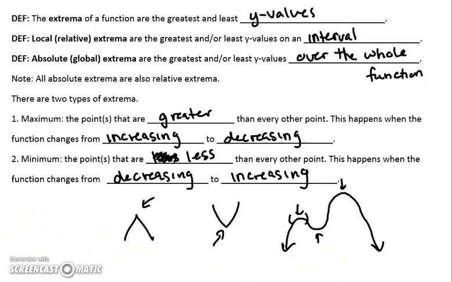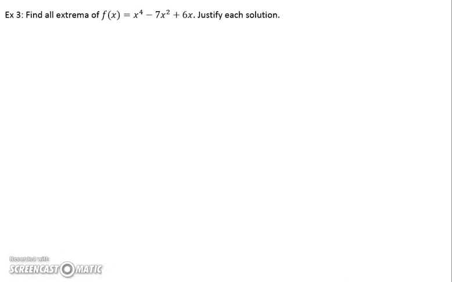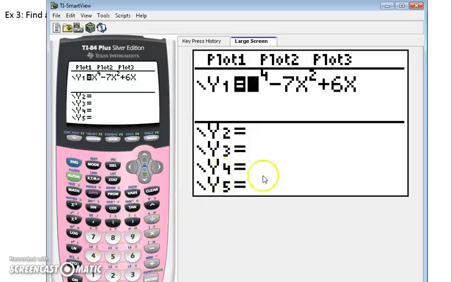So let's look at an example and call it quits on the video. Find all extrema of the function x to the fourth minus 7x squared plus 6x. Justify each solution. In the interest of time, we're really only going to find one. So we're going to pull our graph up: x to the fourth minus 7x squared plus 6x.